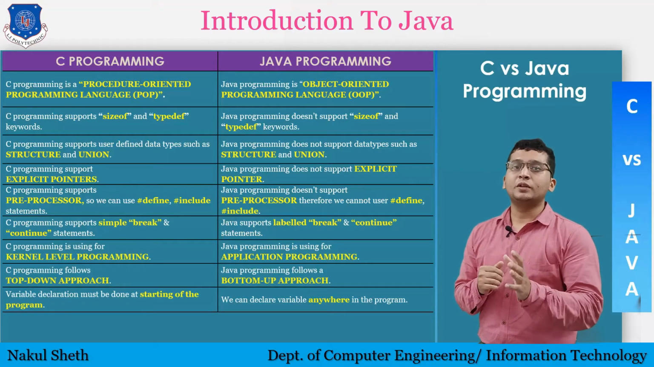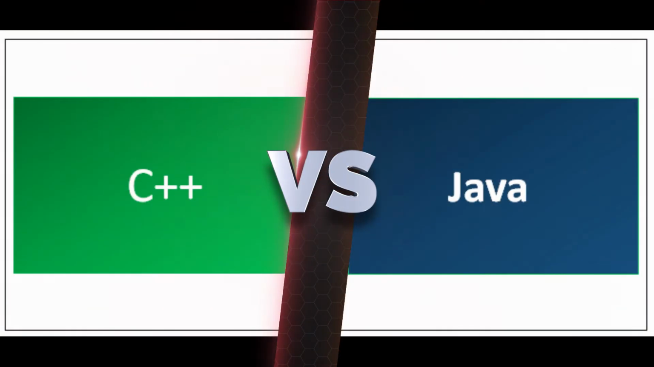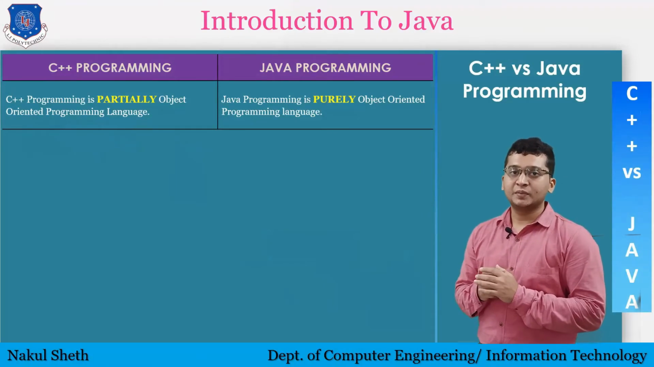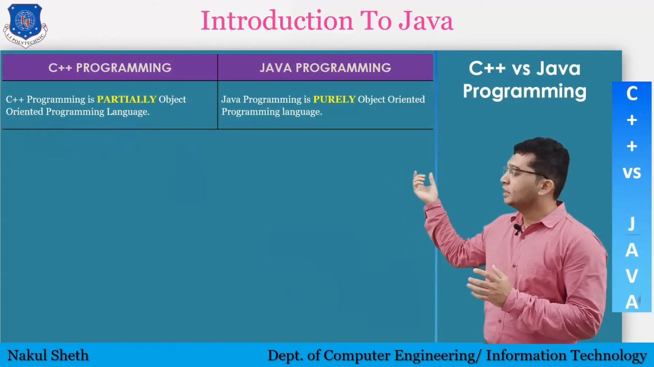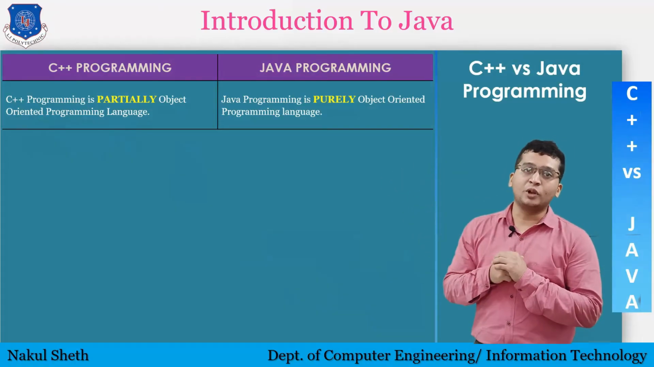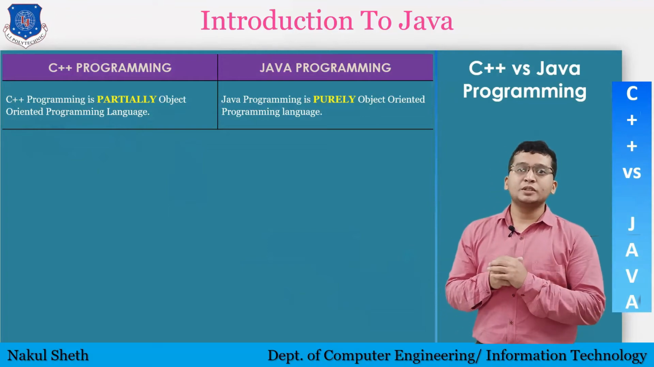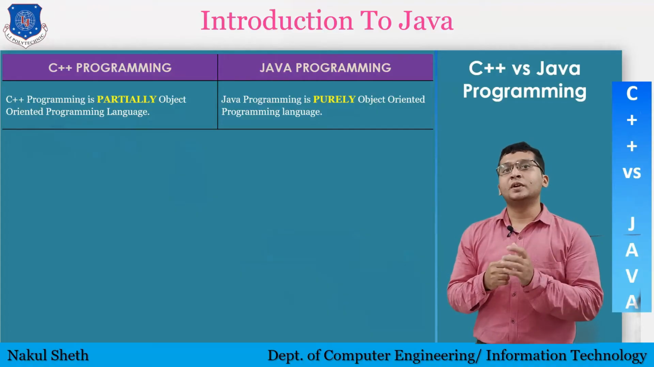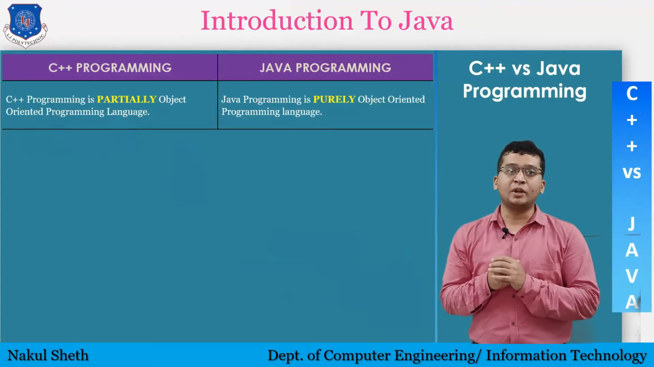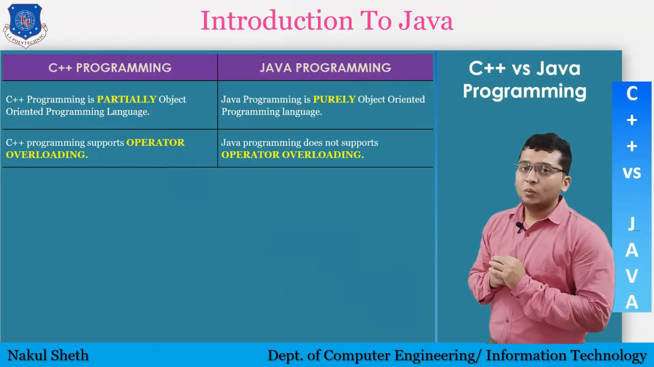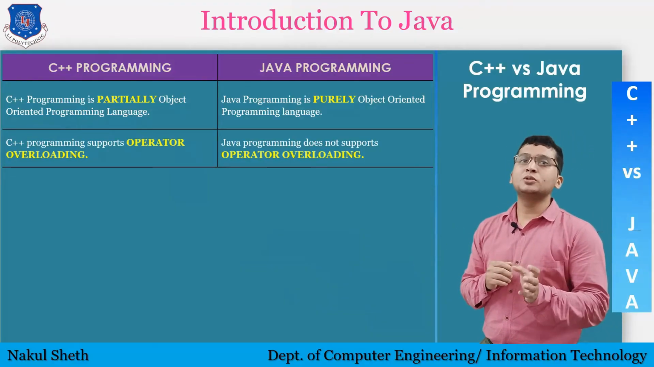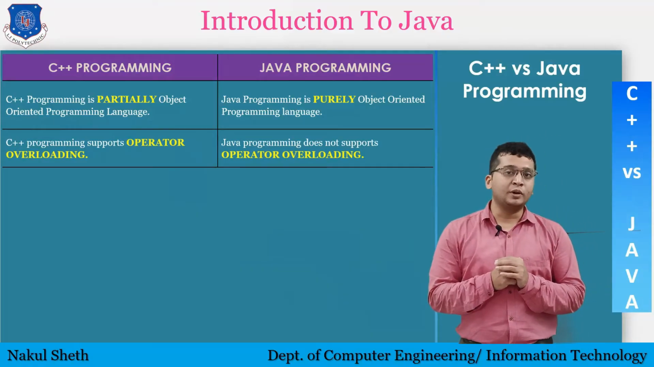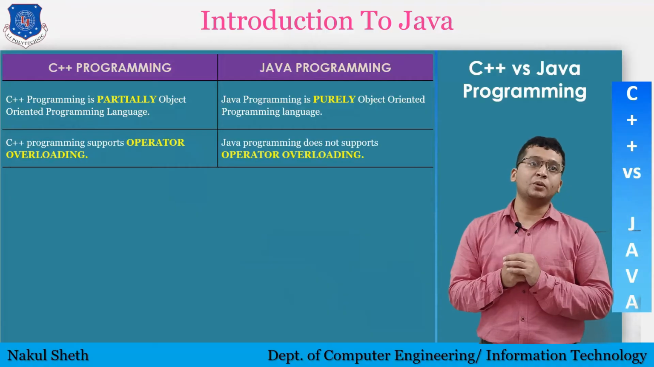Now we are moving to our next difference, which is C++ versus Java. So the first difference about C++ versus Java is C++ programming language is basically C with object oriented programming extension, which means C++ is a partial object oriented programming language, but Java is a purely object oriented programming language. Next difference is we can implement operator overloading with the use of C++ programming. But in Java, we can't implement operator overloading because Java doesn't support operator overloading.